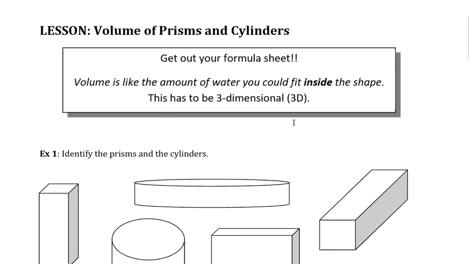This is the first of two lessons on volume that we're going to do. So in this lesson, we're going to look at volume of prisms and cylinders, and then in the next lesson, we're going to look at some other shapes. You need your formula sheet for this.